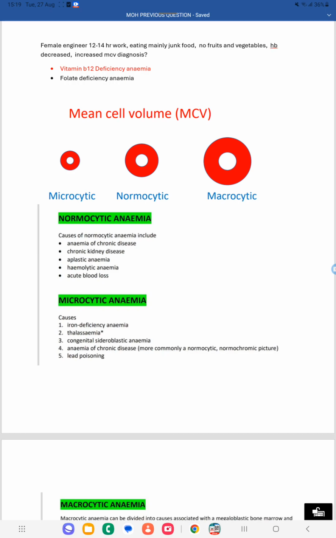Okay, so microcytic anemia means you are having less production of RBC cells, and at the same time the size of the RBC cell is very small. Okay, that is called microcytic anemia. So in this type of anemia, you can see iron deficiency, thalassemia, congenital sideroblastic anemia, anemia of chronic disease and lead poisoning.